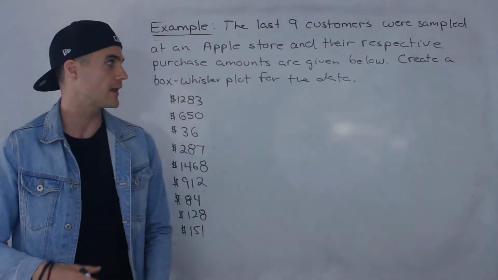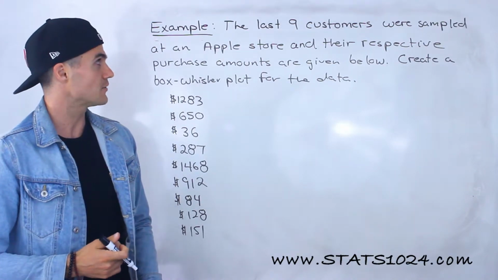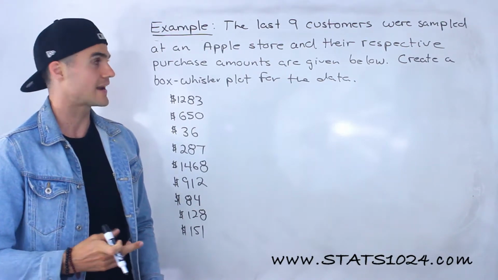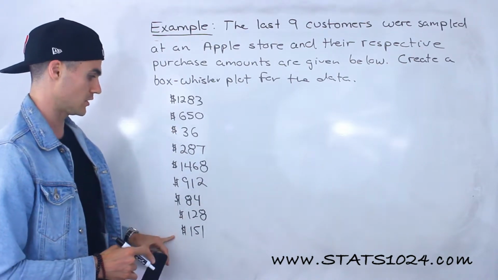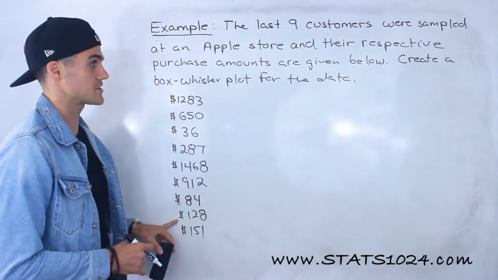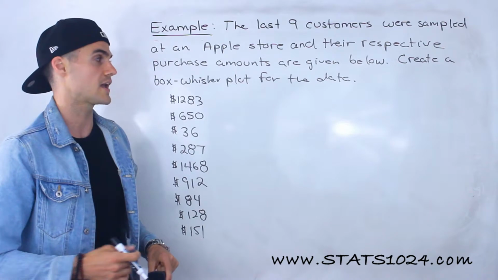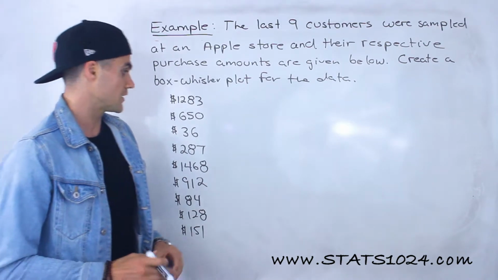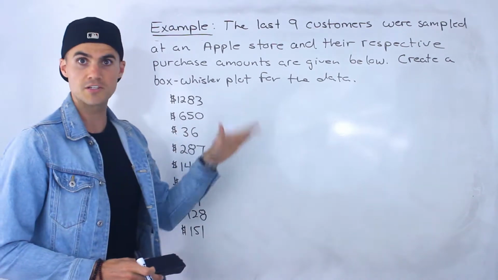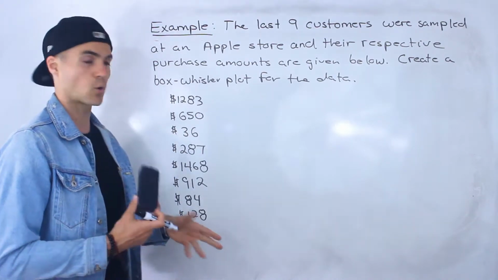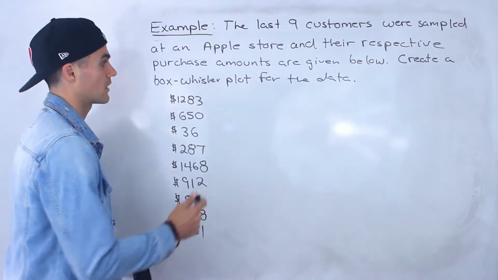Patrick here, and in this video we're going to do another example dealing with quartiles. So the last 9 customers were sampled at an Apple store and their respective purchase amounts are given below. Notice we have 9 purchase amounts here and we have to create a Box-Whisker plot for the data. First thing we've got to do is take this data and arrange it from smallest to largest, because we need to get the quartiles. We've got to get the smallest value and the largest value in order to create that Box-Whisker plot.